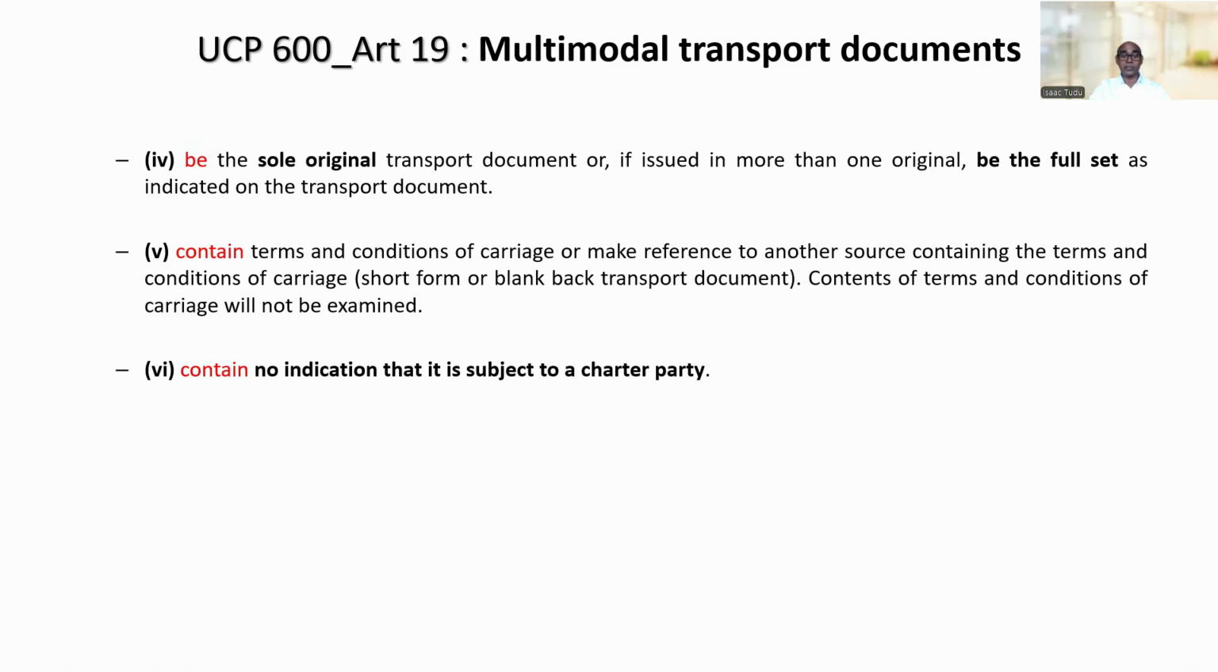Examples of such an indication: it could be mentioned there "to be used with charter parties", or it could contain the following data: "freight payable as per charter party", or "charter party contract number so and so". These all will fall under this category, meaning it will be a case of discrepancies, as it is subject to a charter party. So please remember, nowhere in the multimodal transport document should the words "charter party" appear.